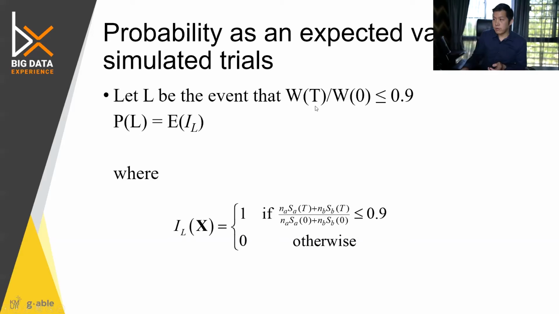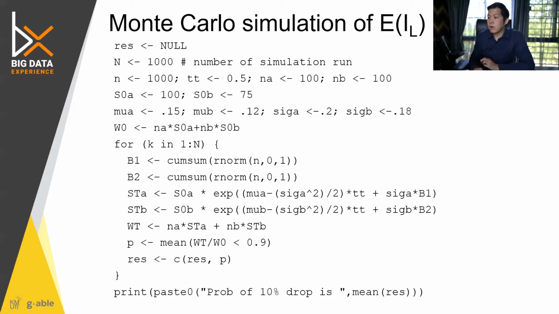So in the code, this is the wealth at time t. It comes from number of A and price of A, number of B and price of B, divided by the same at time 0. If this is less than 0.9, you count it as 1. That means that it's a drop of more than 10%. If it's more than 0.9, then everything is fine, it's not more than that. And in the code here, the 0.9 is here. Compare the change in the wealth with the 0.9. If it's less than 0.9, then we count it as 1. If not, then we count it as 0.